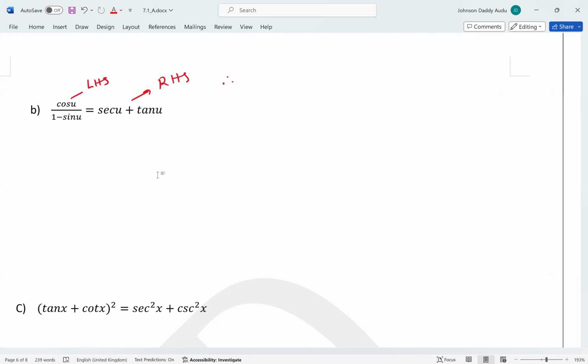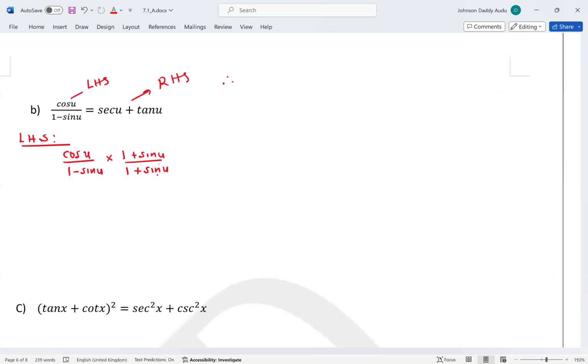So you can try the two, but in this example, let's just attempt one. If you take the left-hand side, what is the left-hand side? The left-hand side is cosine u over 1 minus sine u. So let's try to transform this to the right-hand side, and we can achieve that if we multiply this by 1 plus sine u over 1 plus sine u. We rationalize it. Take note here, we are not multiplying by the LCD. We're just rationalizing because I'm using just the left-hand side.